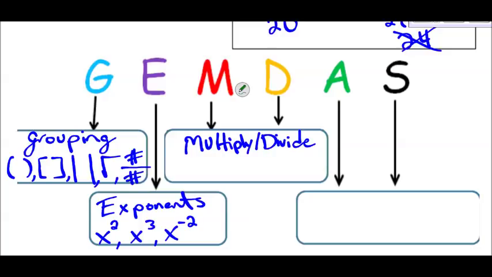And the reason those two are together is because we need to go from left to right there. You always work from left to right when you have either multiplication or division. When you're trying to decide between those two, you have to go left to right. Basically, you just do the one on the left first.